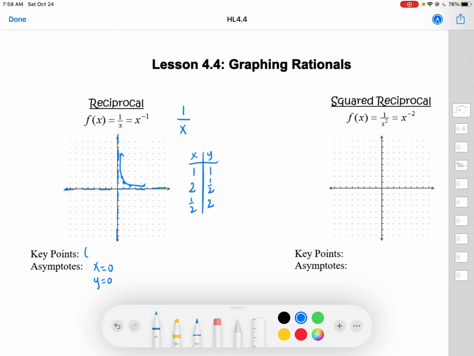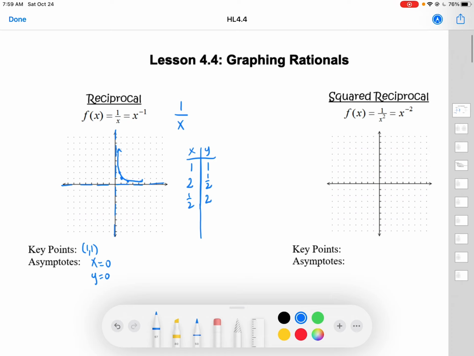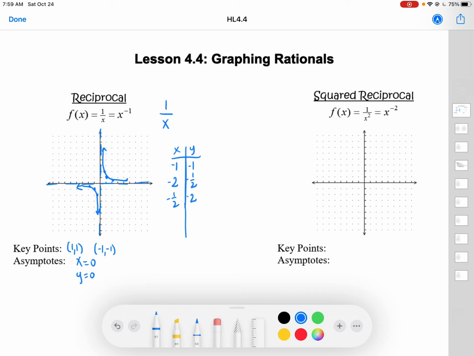those asymptotes. So one of the key points that I use is 1, 1. Then if I do some negatives, I could just switch these all to negatives and make them all negative, right? So negative 1 would give me negative 1, negative 2 would give me negative 1 half, and so on. So we'd have these 3 points in the third quadrant following those asymptotes. So negative 1 is another key point.